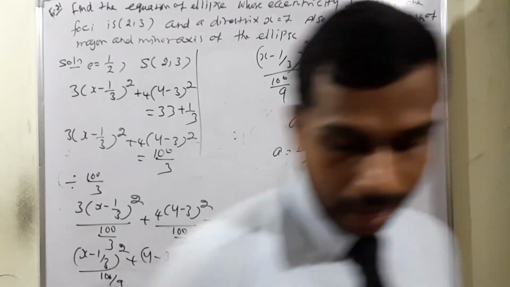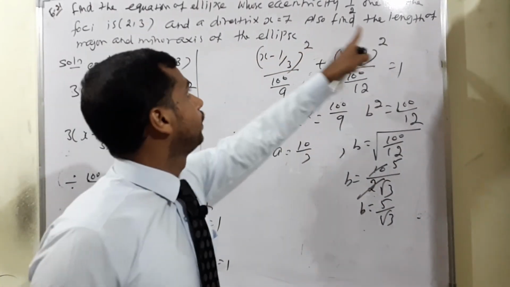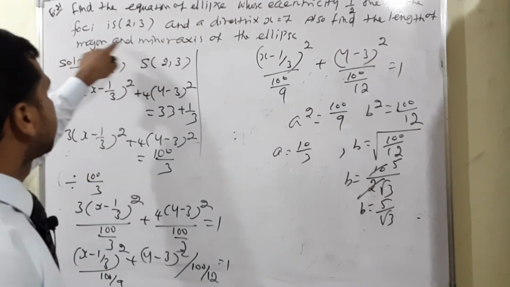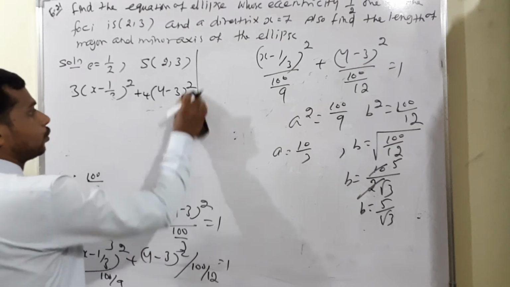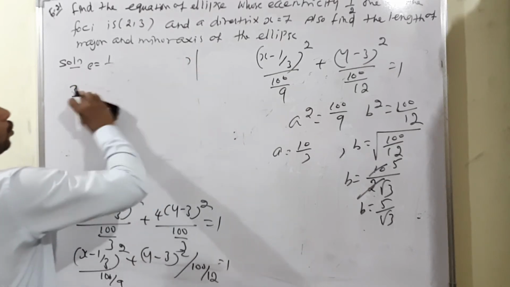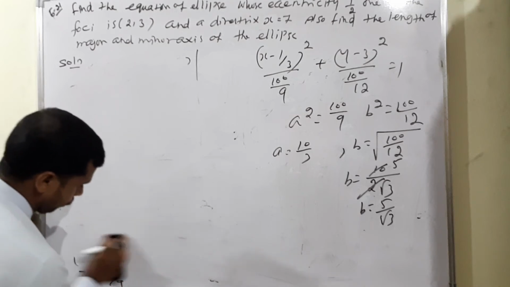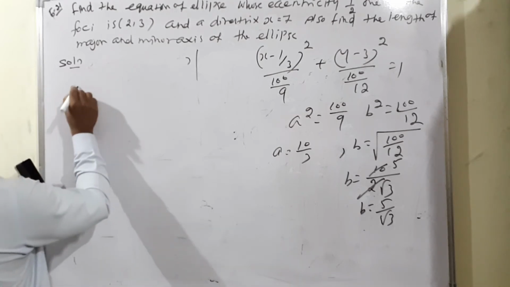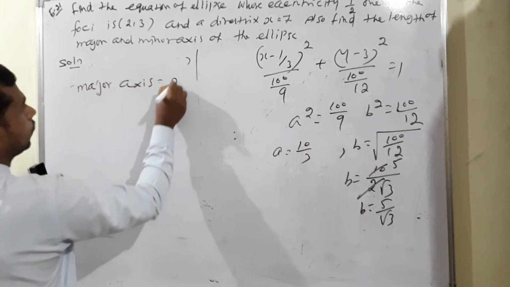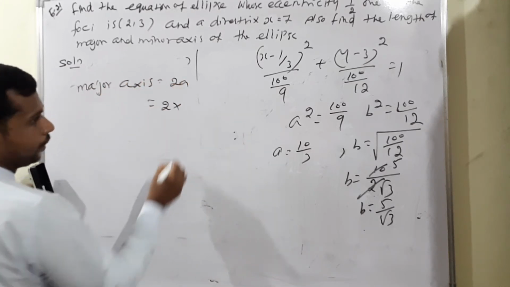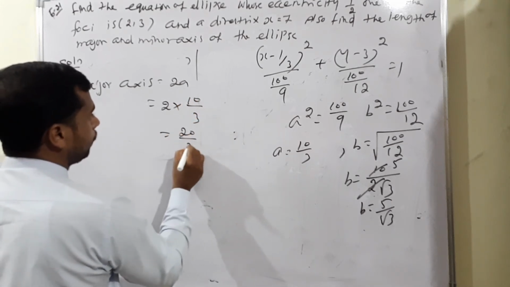After getting a and b value, what we need? Also find the length of major and minor axis. So first I am moving to major axis formula 2a and minor axis formula 2b, isn't it? So major axis equal to 2a, means 2 into a value 10 by 3. Therefore answer will be 20 by 3.